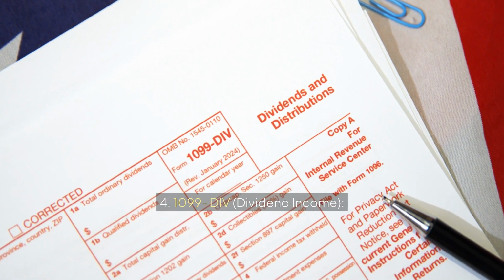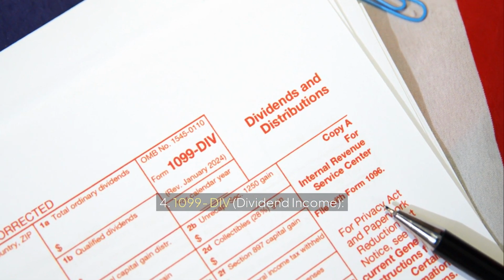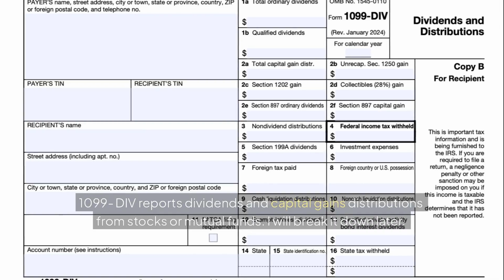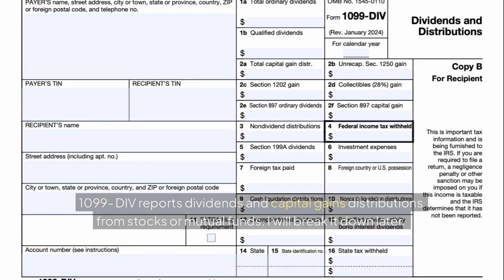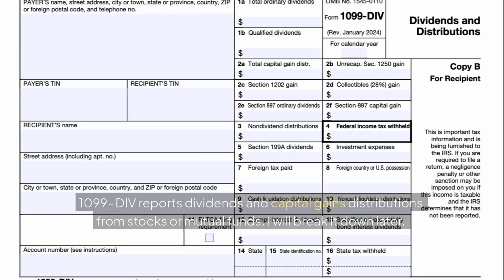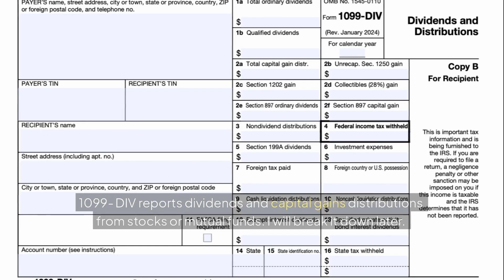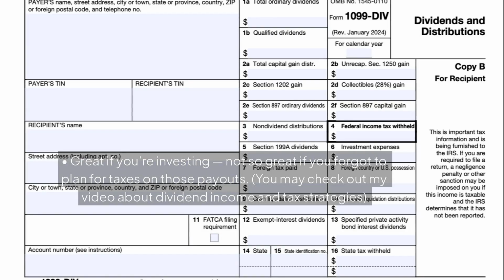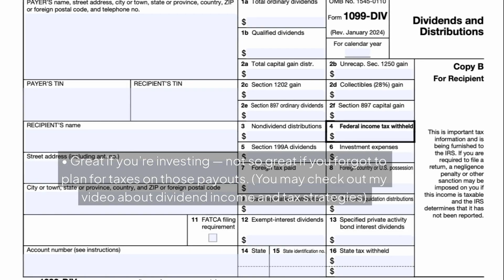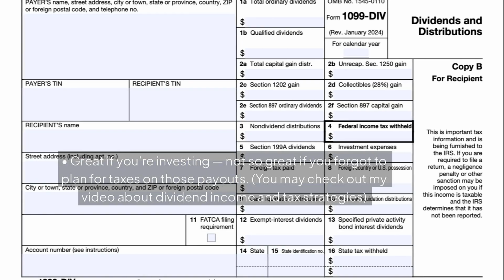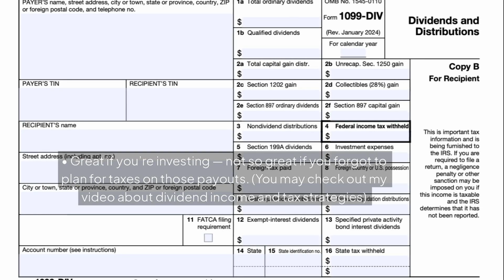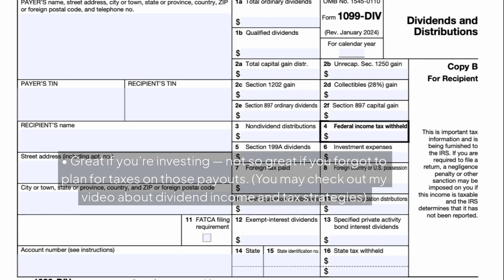Fourth, 1099-DIV, dividend income. 1099-DIV reports dividends and capital gains distributions from stocks or mutual funds. I will break it down later. Great if you're investing. Not so great if you forgot to plan for taxes on those payouts. You may check out my video about dividend income and tax strategies.